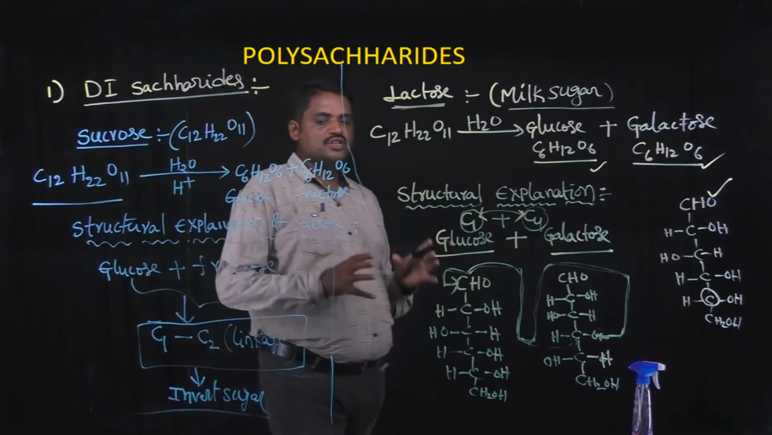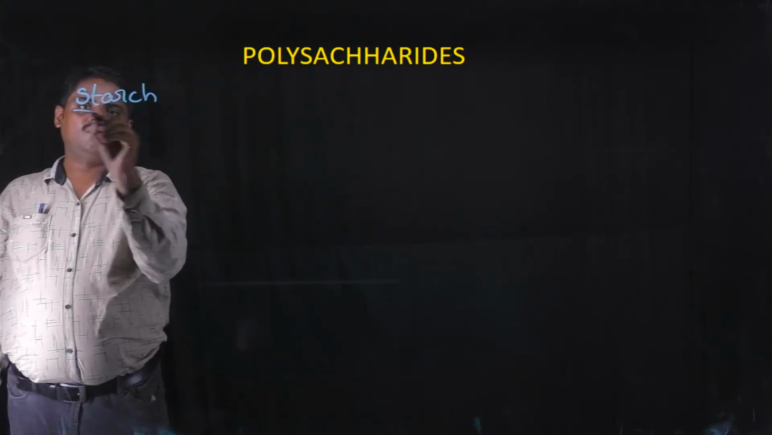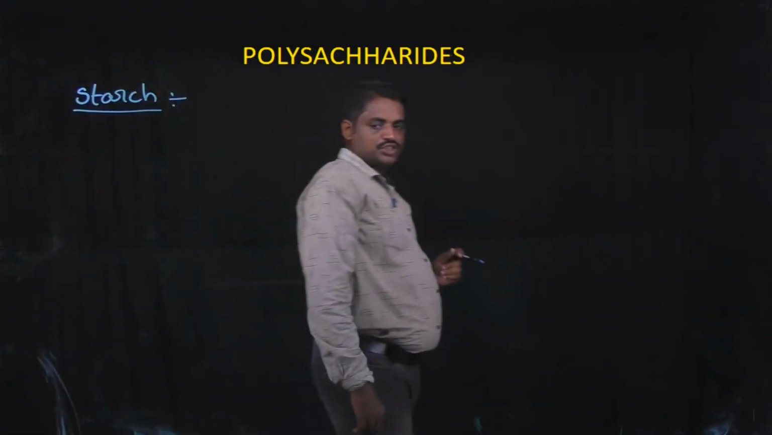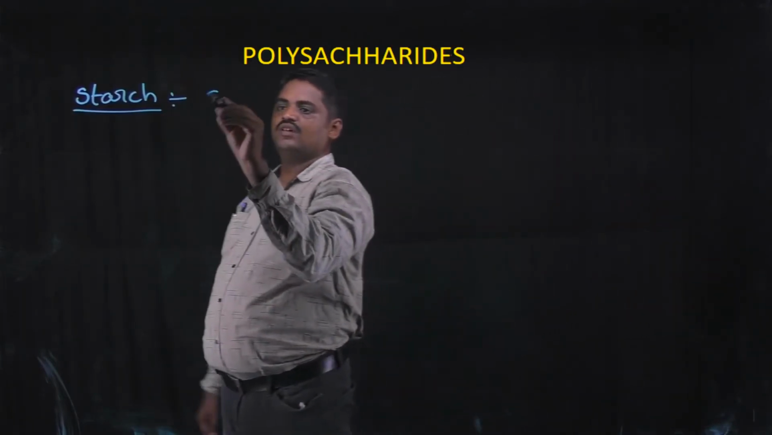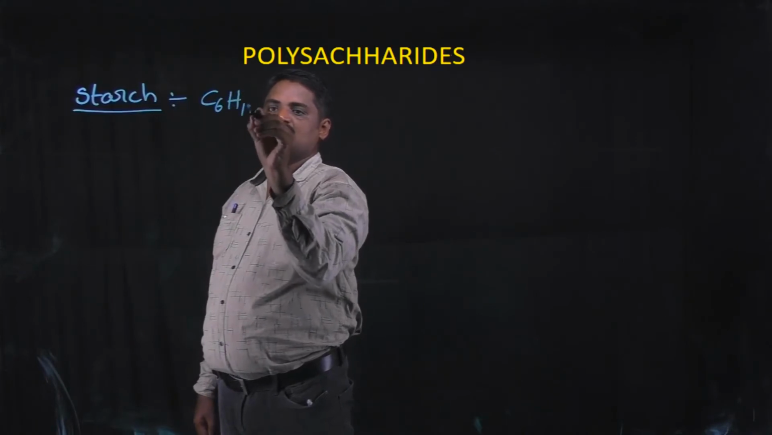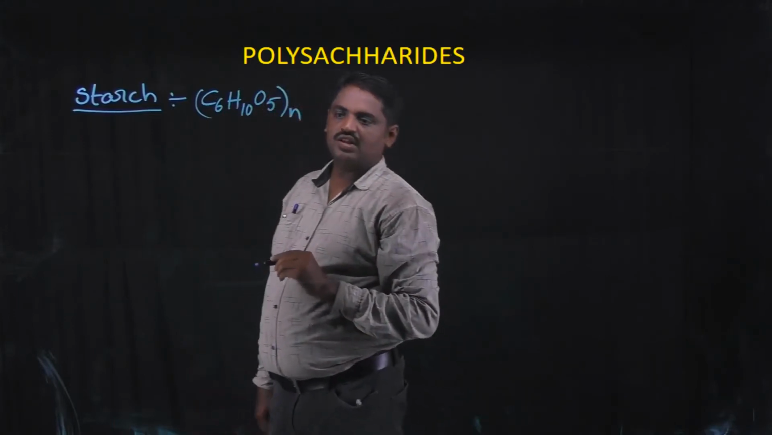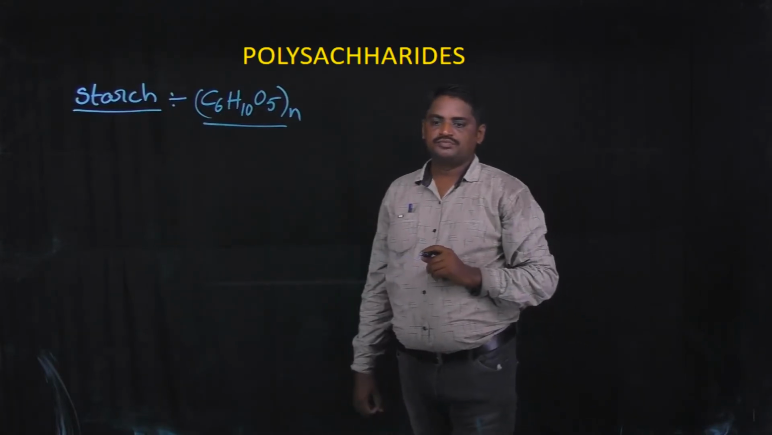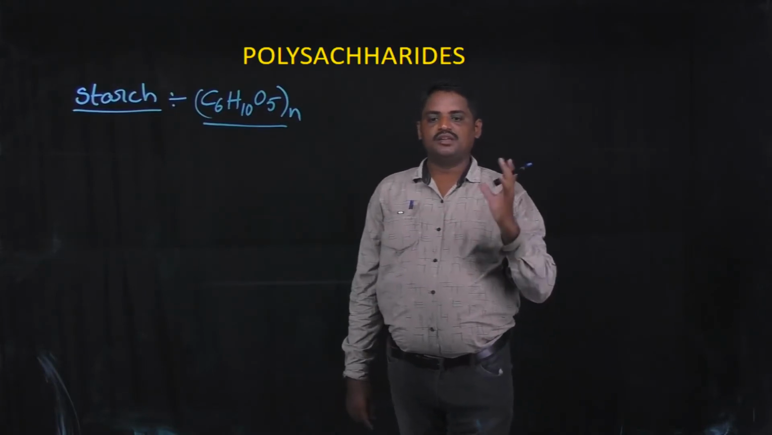Okay, this is the structural explanation for starch. C6H10O5 n is the general formula for starch. So starch is not a disaccharide. It is one of the polysaccharides.